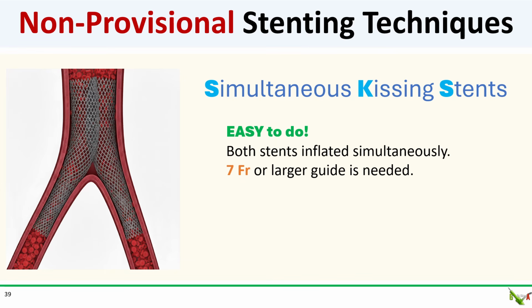The most straightforward non-provisional bifurcation stenting technique is SKS, or simultaneous kissing stents. This involves placing both stents together at the bifurcation and inflating both of them at the same time. You'll need at least a 7 French guide to be able to pass both stents at the same time.